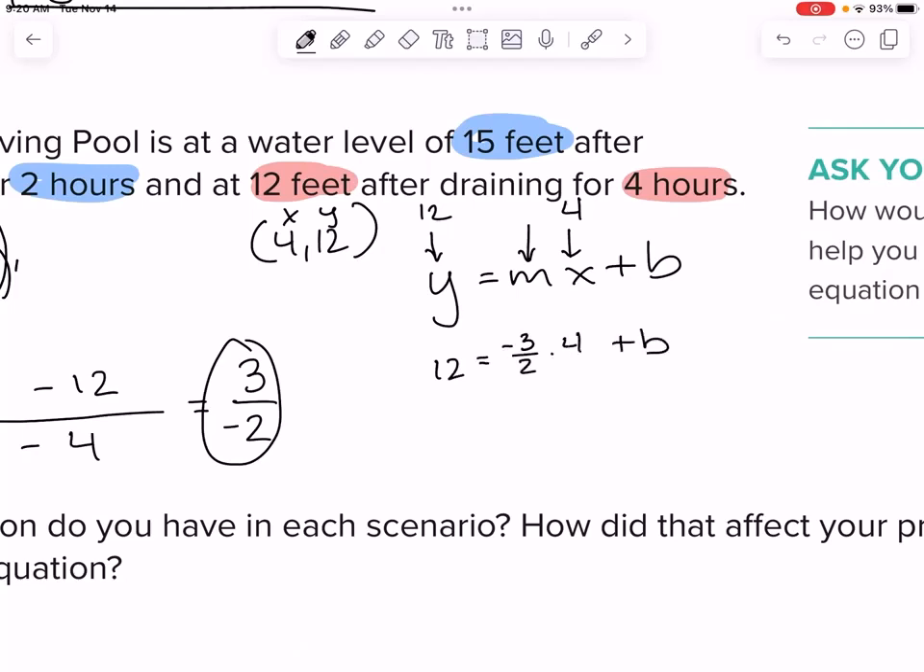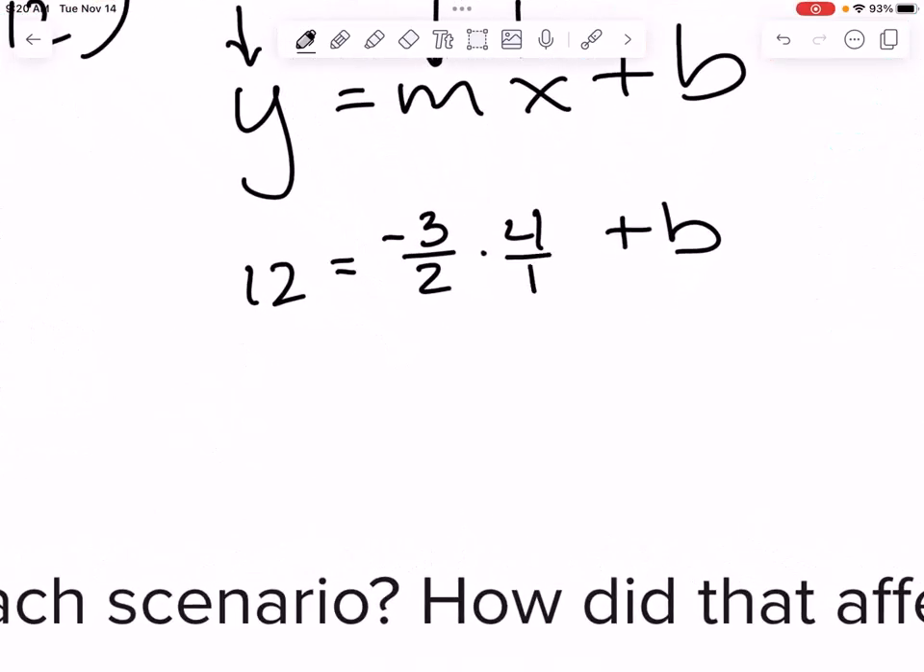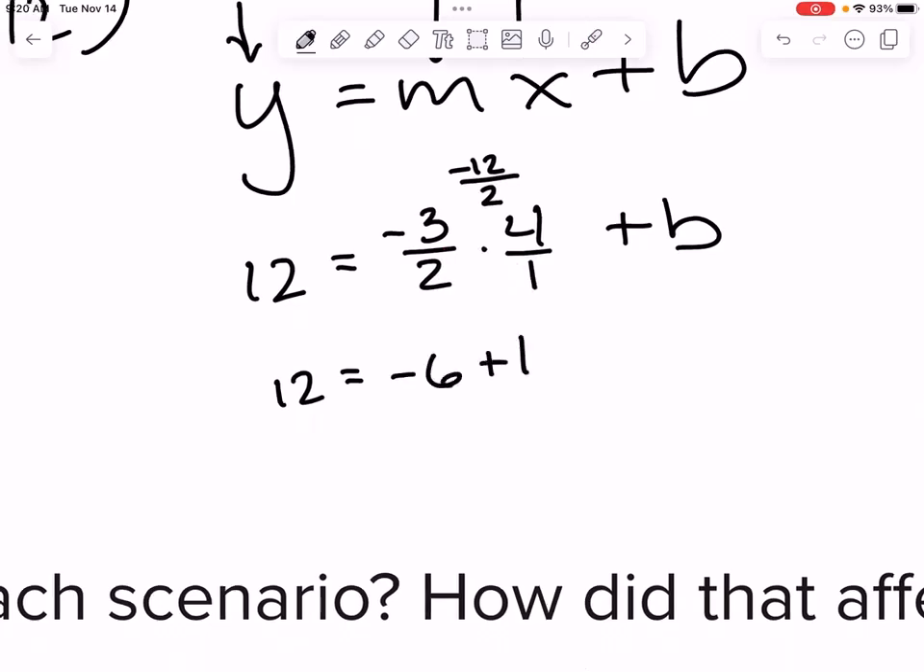This is also to figure out, right, how deep is this pool? Where do we begin? I had to simplify here. Let's put this over 1. We'll still keep this 12. Right, when we multiply, negative 3 times 4 is negative 12. I'm going to put that here. And then 2 times 1 is 2. Right, so negative 12 divided by 2 is negative 6 plus b.